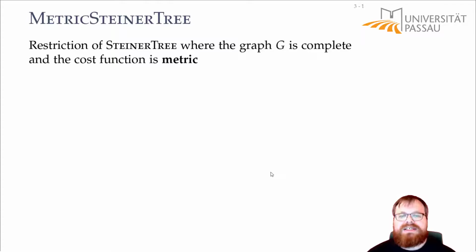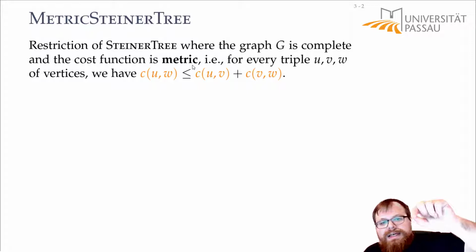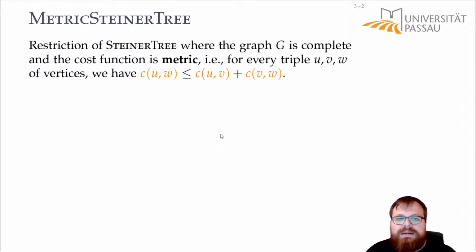So what we want to do here is, instead of looking at the general Steiner tree problem, we want to look at the metric Steiner tree problem. In this variant, we restrict the graph to be complete, so every vertex pair has an edge between them in the graph. And the cost function has to be metric. That means that the triangle inequality holds for every pair of edges. So if we have 2 vertices U and W, then the cost between them cannot be more than the cost if we go from U to some other vertex V and then from V to some other vertex W.